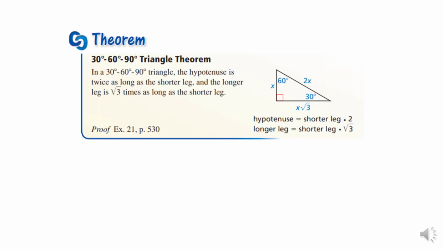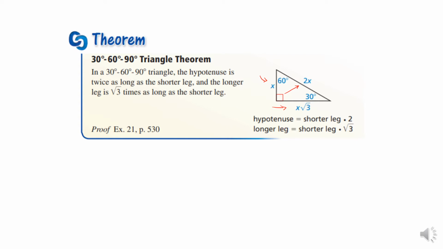Okay, the second kind of special triangle is the 30-60-90 degree triangle. In the 30-60-90, our shortest side is x. The longest leg is x square root of 3, and the hypotenuse is 2x. Okay, so that is the scenario you have to remember.